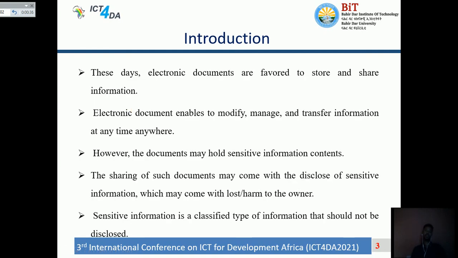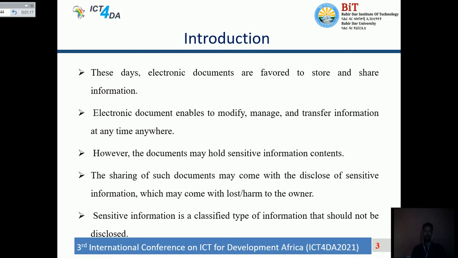Nowadays, organizations, companies, governmental institutes, non-governmental institutes, and individuals favor electronic documents. This is because electronic documents are easy to modify, manage, and transfer. Here, the big risk and the big issue is that such electronic documents may hold sensitive information assets, and the sharing of such electronic documents comes with a disclosure of sensitive information.